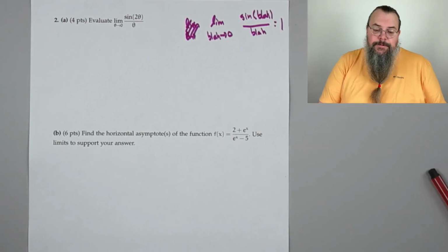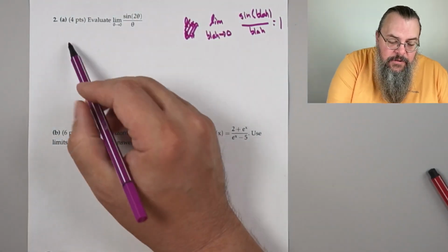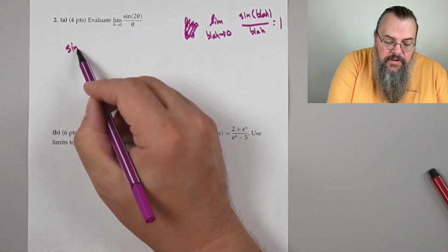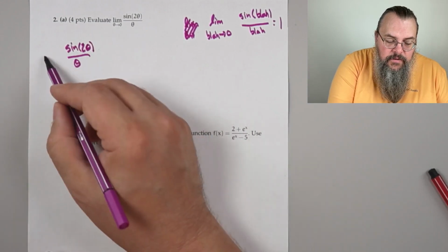Okay, so how do we use that? Well, we say, well, sine of 2 theta over theta, what can we do? Well, we can say this is sine of 2 theta over theta, and of course we'll write the limit down.